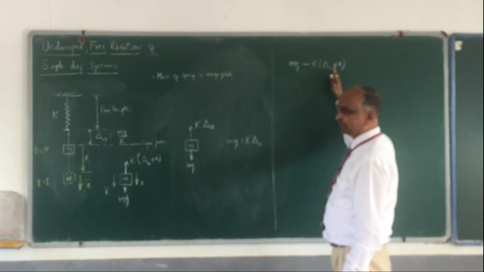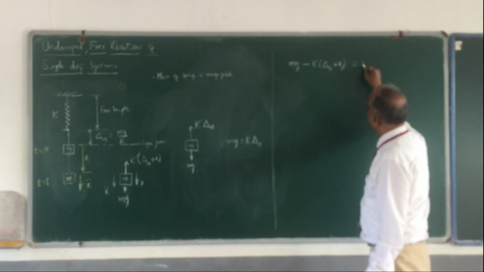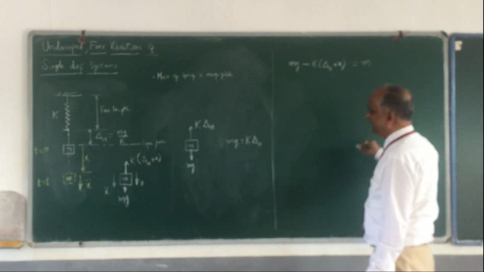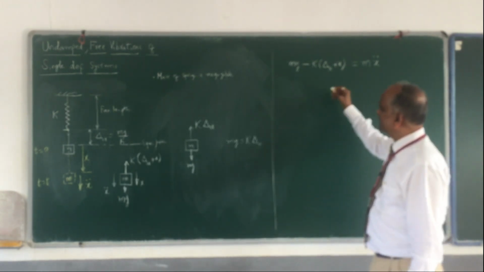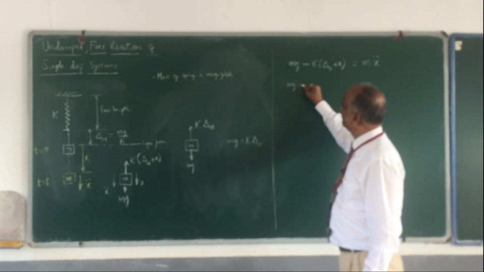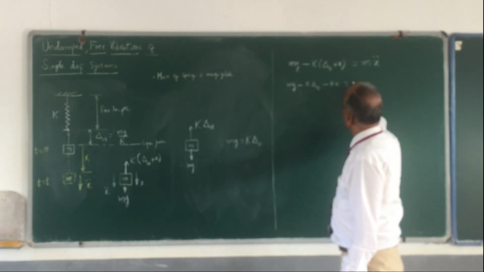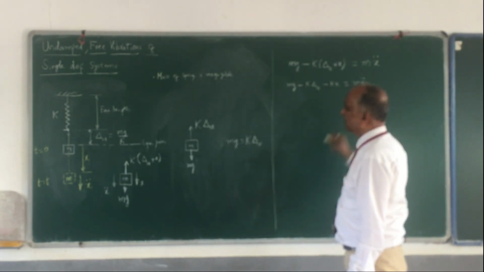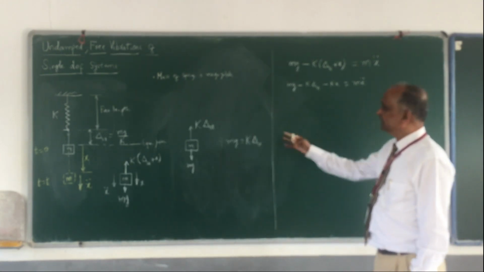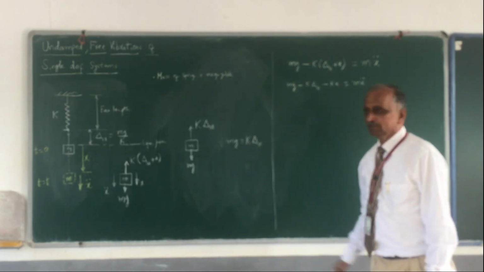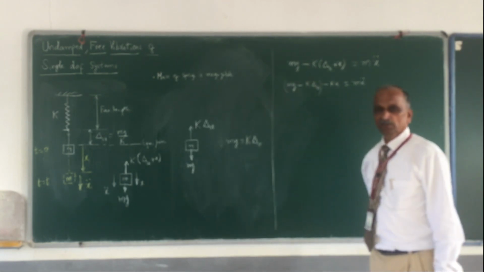The sum of the forces in the direction of the acceleration is equal to mass m multiplied by acceleration, and the acceleration is x double dot. Simplify this: mg minus k into delta st minus k into x is equal to m into x double dot. Now you know that mg is k delta st. Mg minus k delta st is what I have here. If you plug these two, what is this? This is 0.